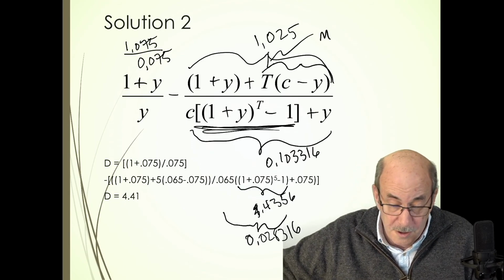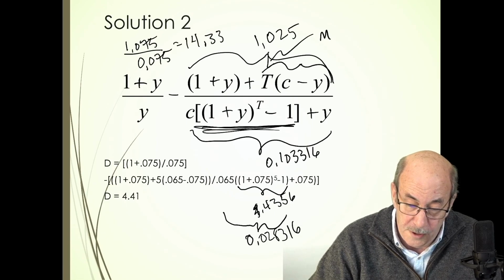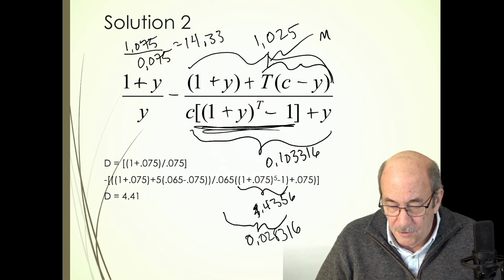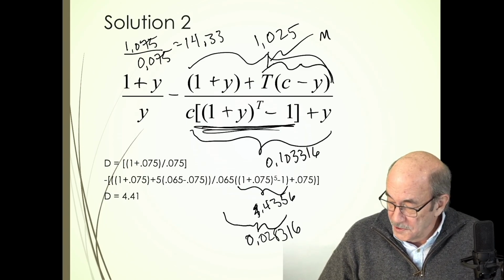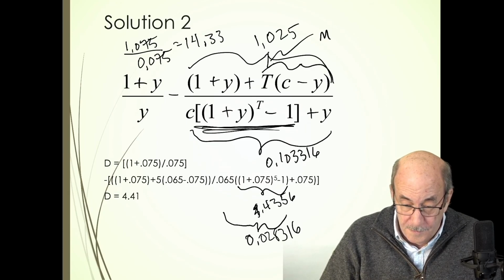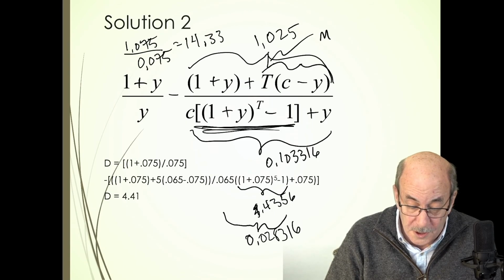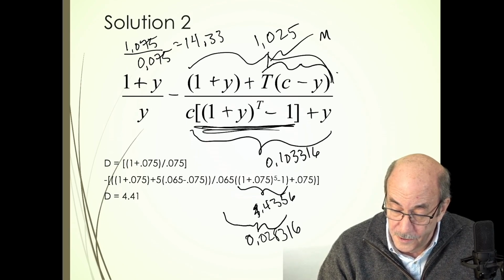Yeah, this gives me 14.33. So now I have 14.33 minus the ratio 1.025 over 0.103316. So let me do that ratio. Divide by 0.103316. So that gives me 9.92. So this ratio right here is 9.92.